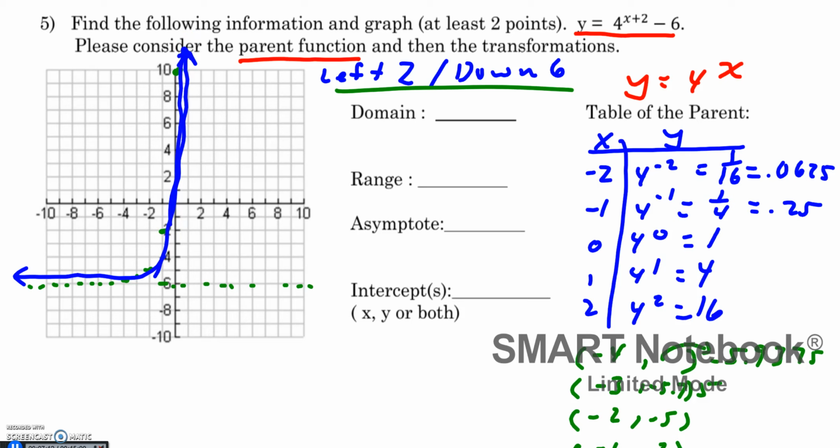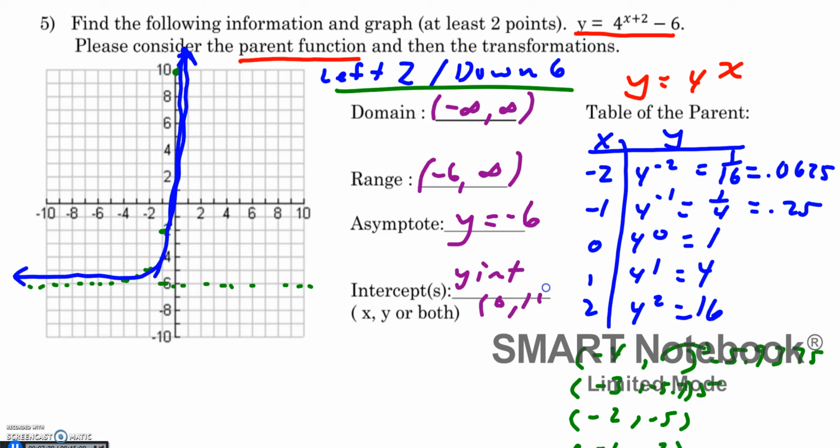So now that I have my picture, I can answer my questions. My domain from left to right never ends, so it would be -infinity to +infinity. My range is restricted. It's restricted from -6 and up, and -6 is not included, so it would be a parenthesis. My asymptote is the horizontal line y = -6. I already know that my y-intercept, according to my points or my graph, is at 0, 10, so that's taken care of.